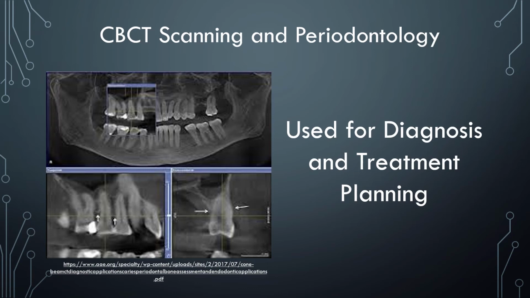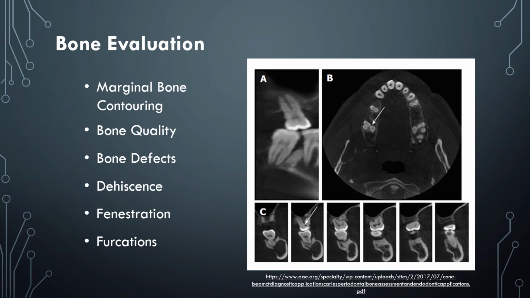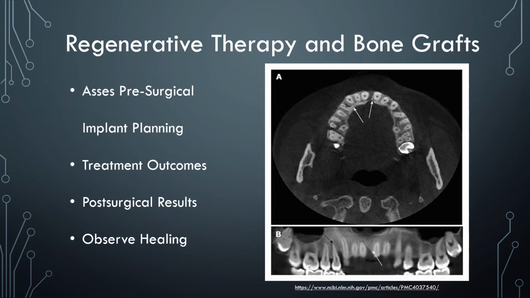CBCT has high resolution, allowing for accuracy and precise measuring. Images can pinpoint the exact location for a procedure and capture pathology, infections, nerves, and musculature. CBCT can assess the amount and shape of alveolar bone destruction. It evaluates marginal bone contouring, bone quality, buccolingual bone defects, dehiscence, fenestration, and bifurcation.